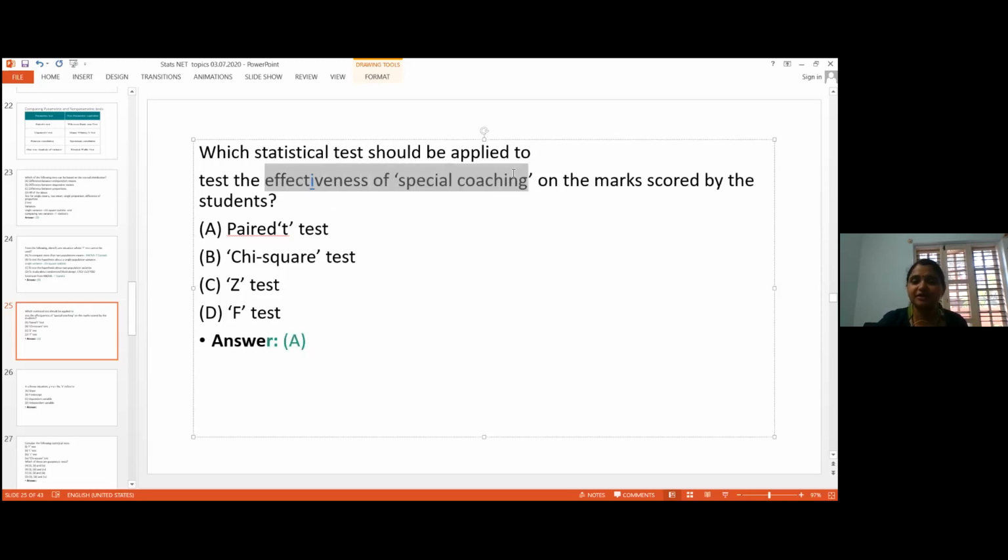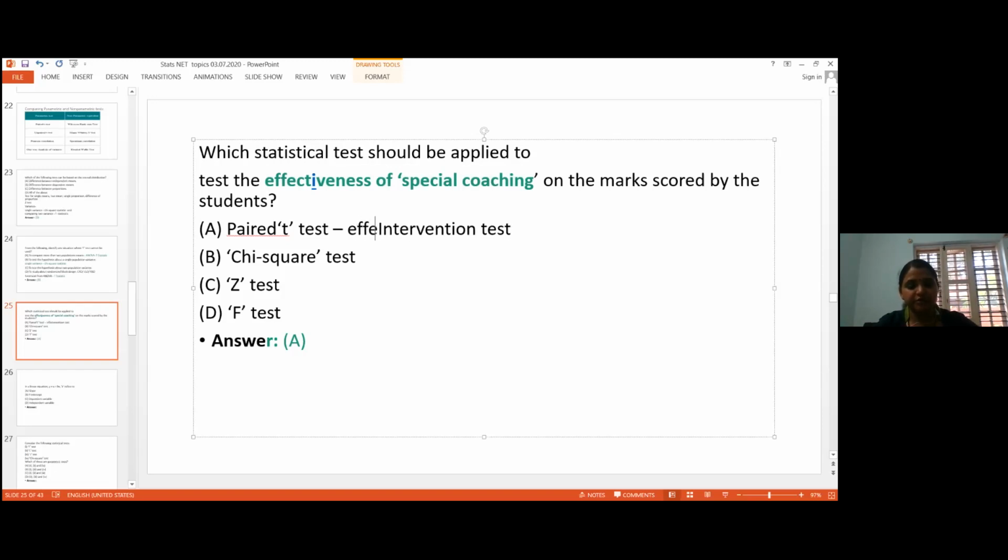The term effectiveness you can see. So one of the ways with which you can find the effectiveness of a coaching is you should have the same study group, pre-coaching, post-coaching, data is collected and we are analyzing them. A paired t-test is a pre-post or intervention analysis. This is a test which is used to analyze the effect of an intervention, basically speaking. So here the special coaching is our intervention, right?